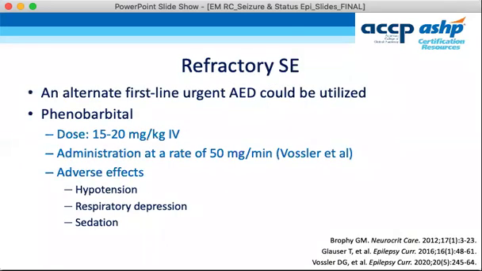Let's move on to refractory status. So we've given benzos as our emergent. We've given an initial urgent therapy, but the patient had a recurrent seizure. What should we do? A, give another dose of a benzodiazepine.